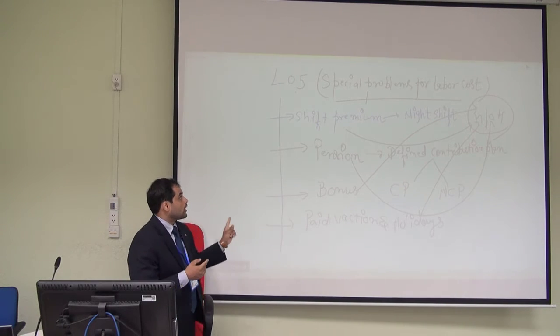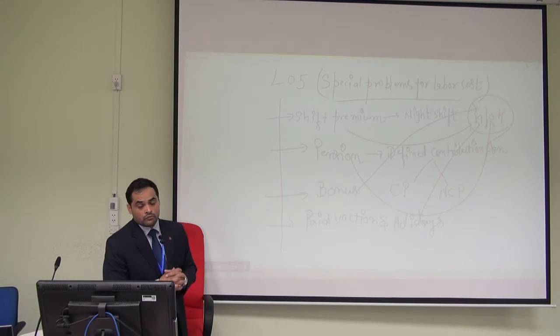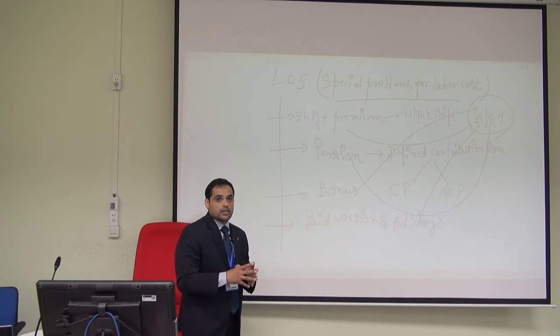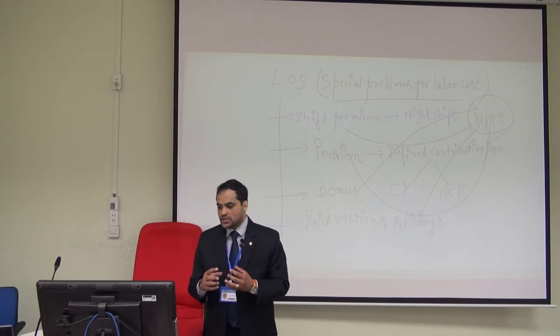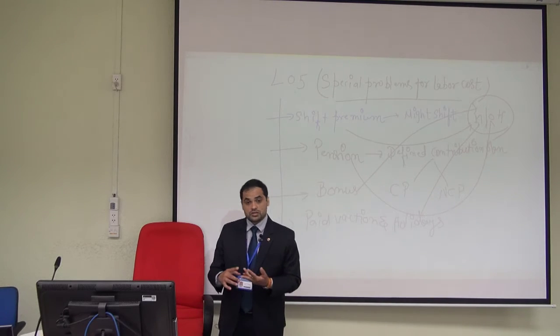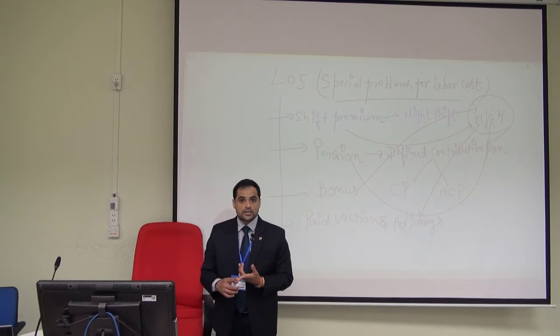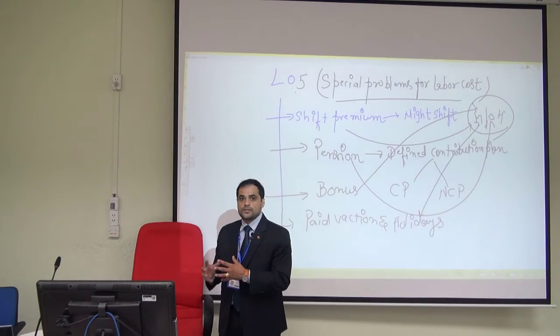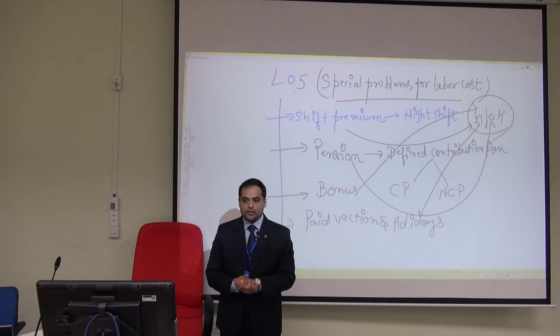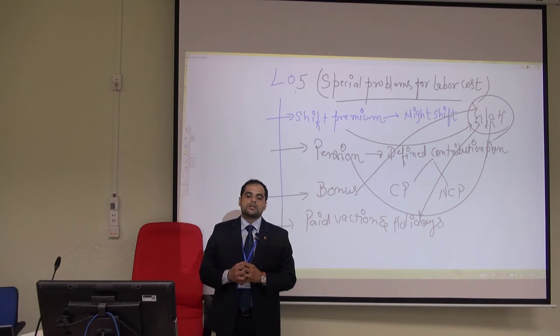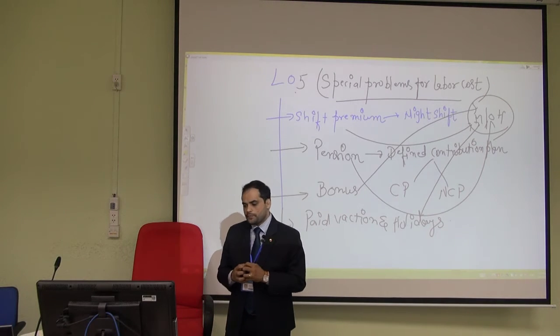Then we moved on to learning outcome 5, where we have special problems, such as the shift premium, the pension, the bonus, and paid vacations and holidays. All of these transfer to the manufacturing overhead. Right. So that's all about topic 3. Topic 3 is finished.